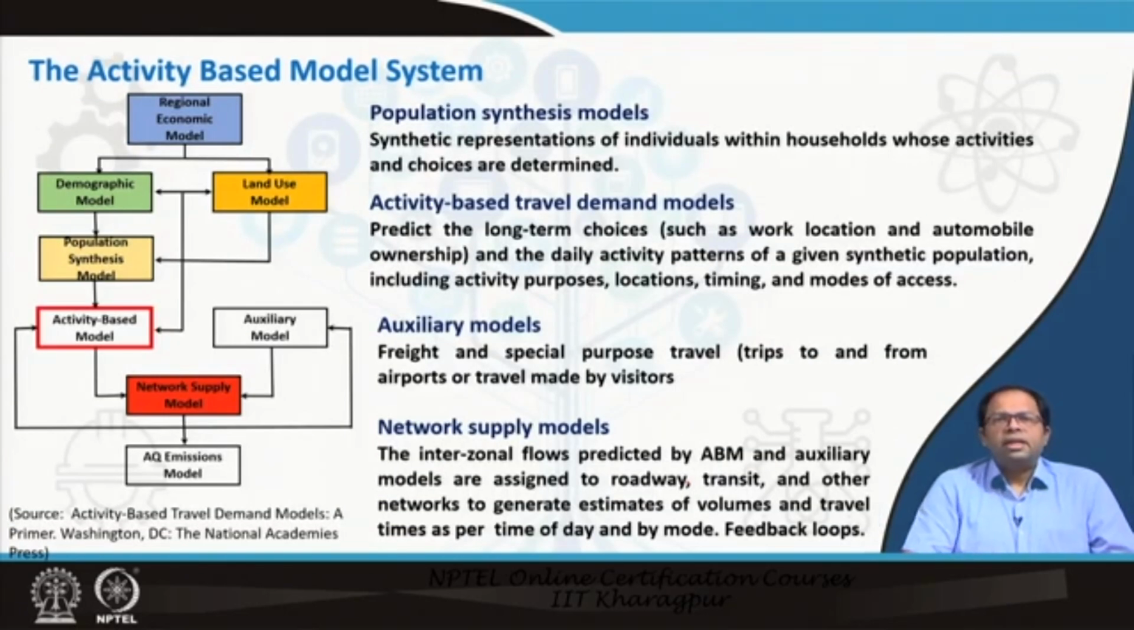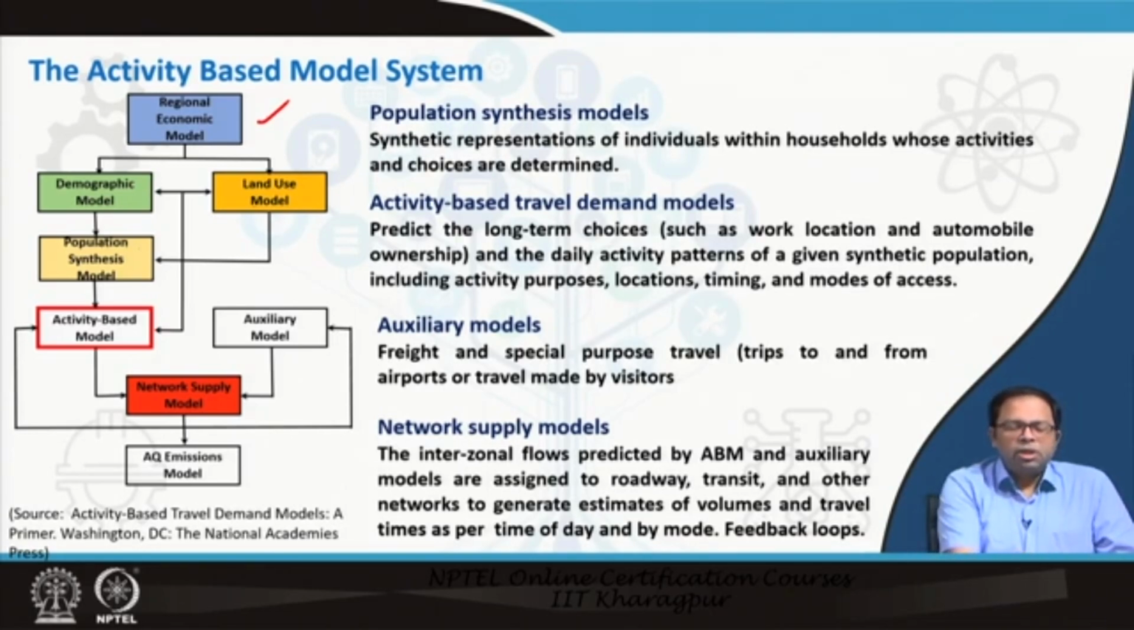So, the overall structure of activity based models: these are not standalone models, they are part of a land use transport interaction system. Of course, we have a regional economic model which predicts the socio-economic characteristics or the macroeconomics for a particular area. Based on that, we have a demographic model which takes care of the demographic projections. We have a land use model, and then we have a population synthesis model. This part is more or less the same as what we have discussed earlier. In the land use model we can always have a real estate model, location choice models, all within the land use model.